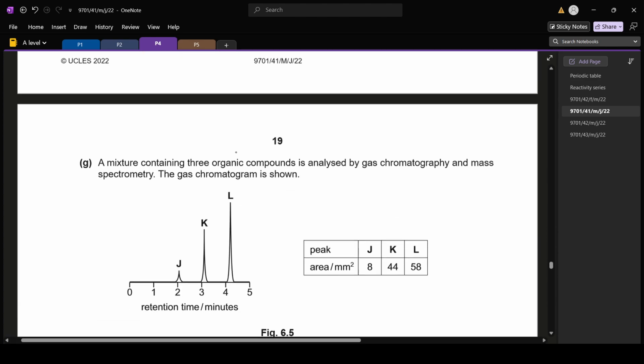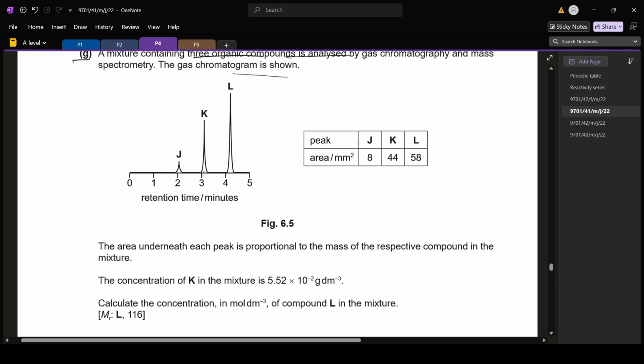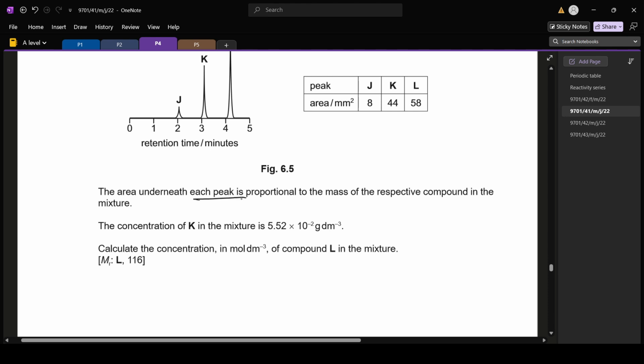This is the reasoning. Moving towards next part, part G. A mixture containing 3 organic compounds is analyzed by gas chromatography and mass spectroscopy. The gas chromatogram is shown. The area underneath each peak is proportional to the mass of the respective compound in the mixture.